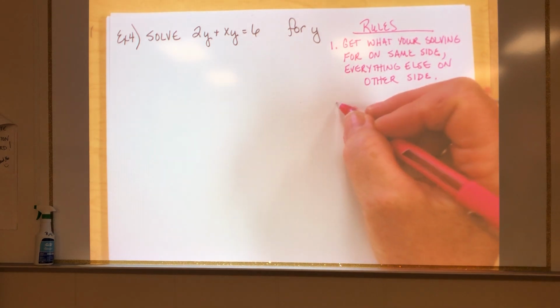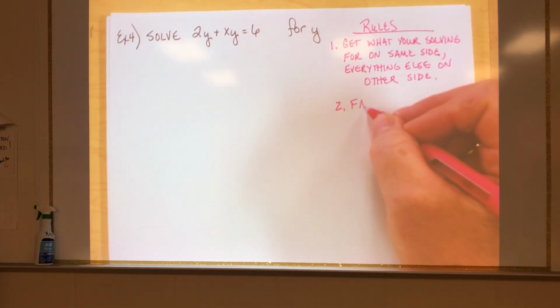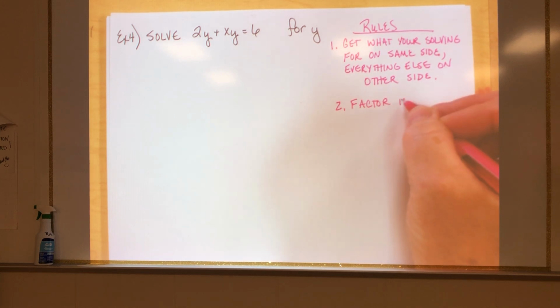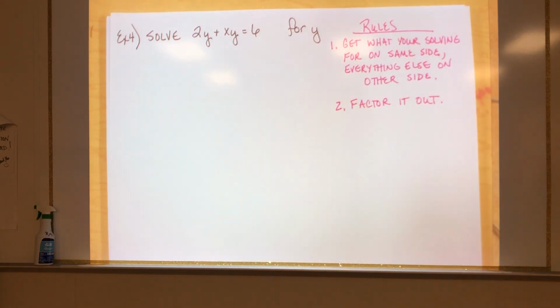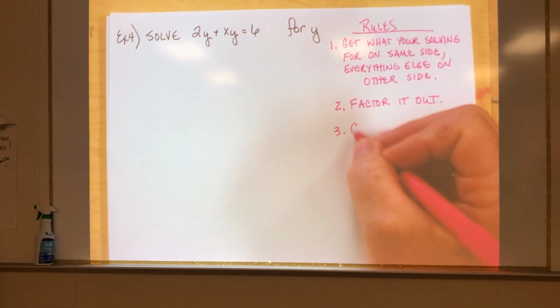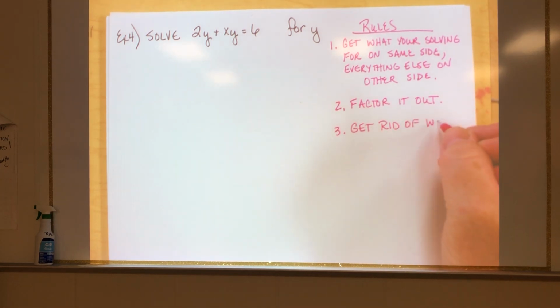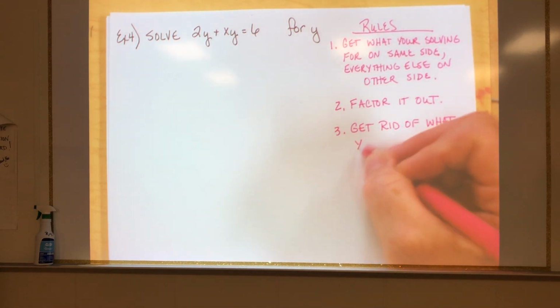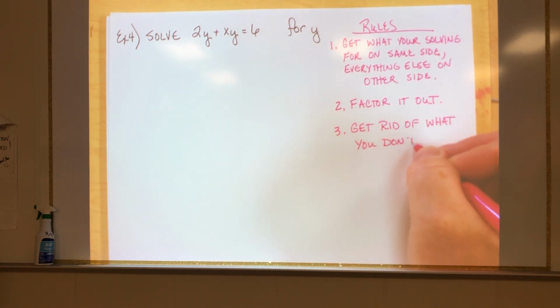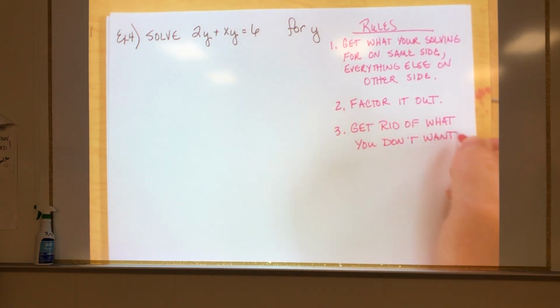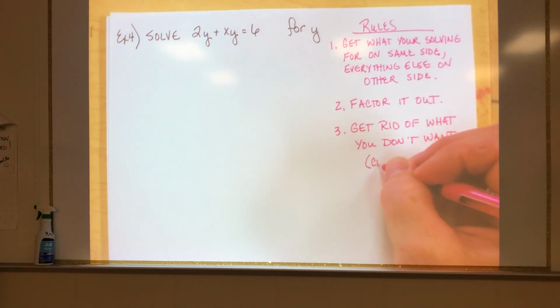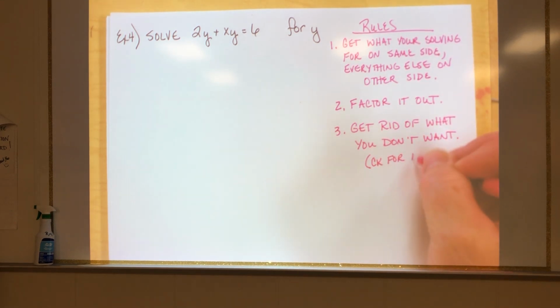Okay, the second thing you're going to do is factor it out. I'm going to show you what that means, because remember what I said. You can't solve for two y's. You can only have one of them in order to solve for it. And the third thing is get rid of what you don't want. Okay? And you're always going to do this. Check for reducing.